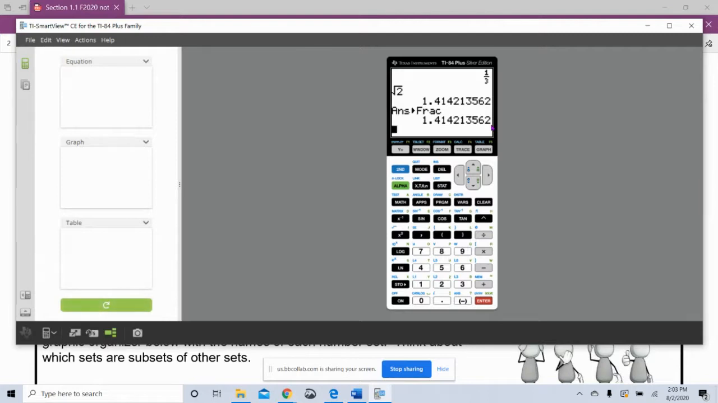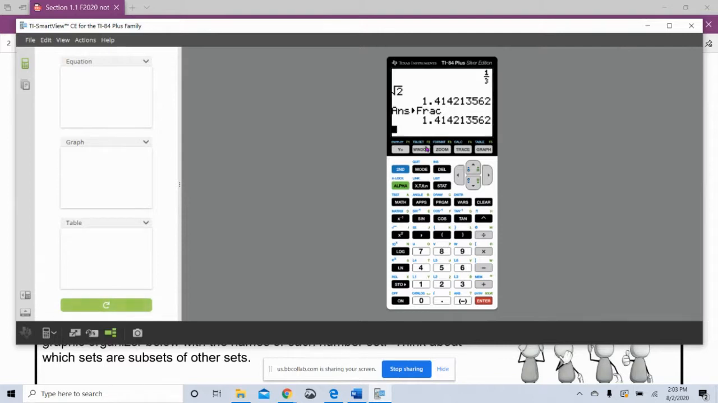Actually, anytime you try to take a square root of a number that's not a perfect square, or a cube root of a number that's not a perfect cube, or a fourth root of a number that's not a perfect fourth power, and we're going to talk about all of those things in this course later on, those are always going to be irrational numbers, okay?